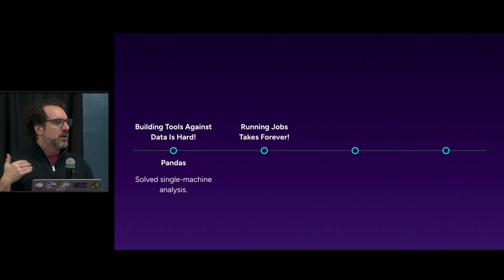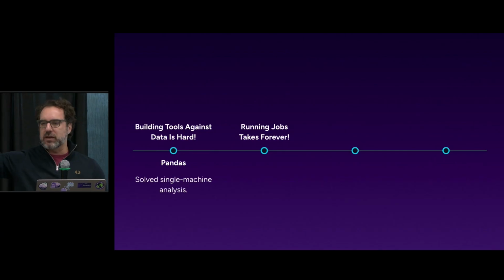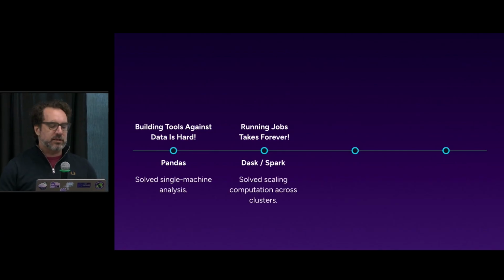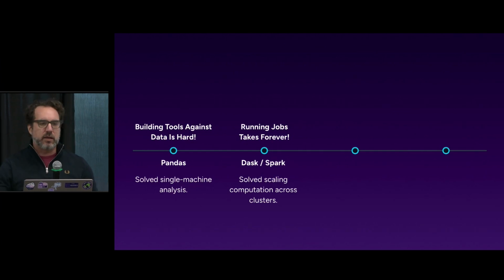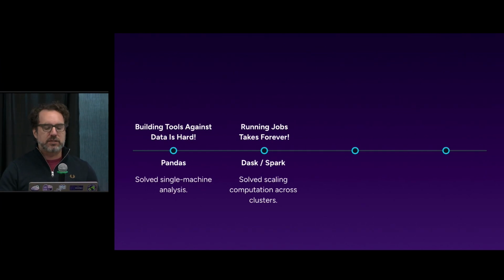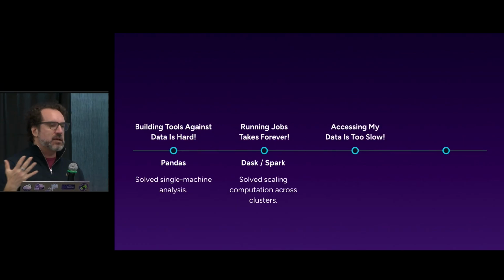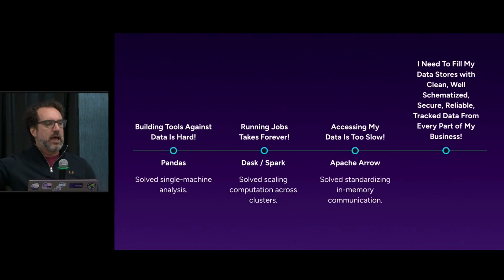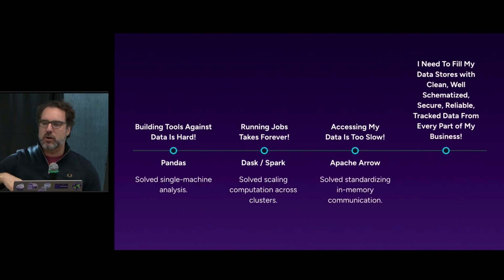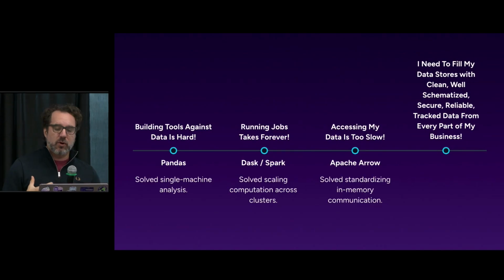Then you're like, okay, I can run my one Pandas job on my machine, and I have the superpowered machine. What do I do next? It's still taking forever. That's where things like Dask and Spark come along, allowing much simpler distributed training and distributed data processing mechanisms. Then you say, okay, well, accessing my data is too slow. I have all this compute power. How do I get access to it? That's where you get things like Apache Arrow and so on. You're being smarter about storing it in memory.